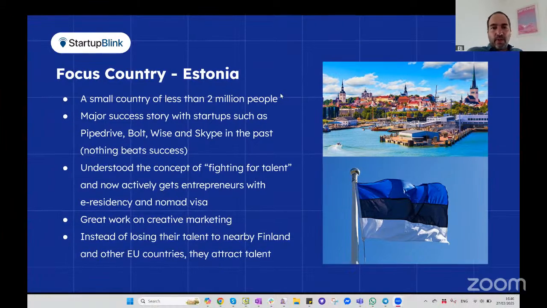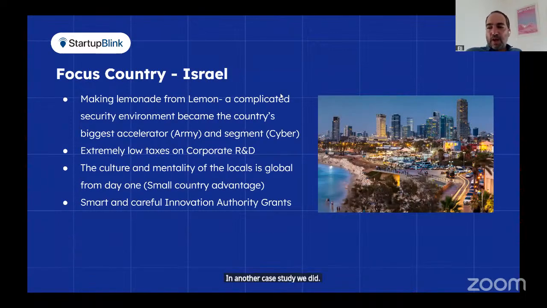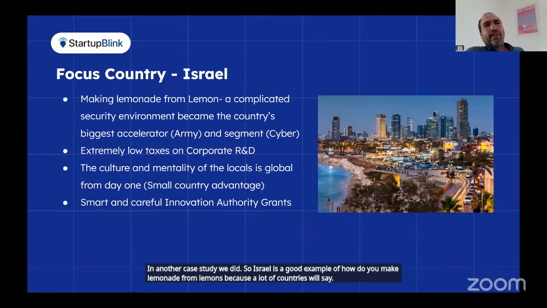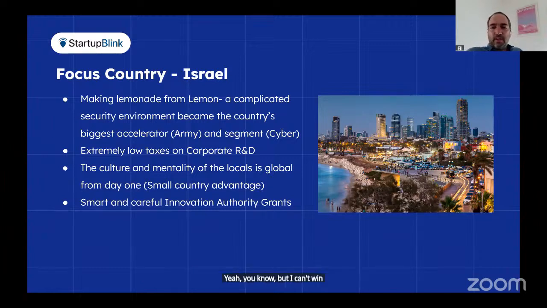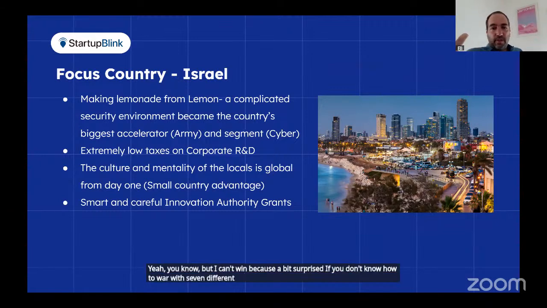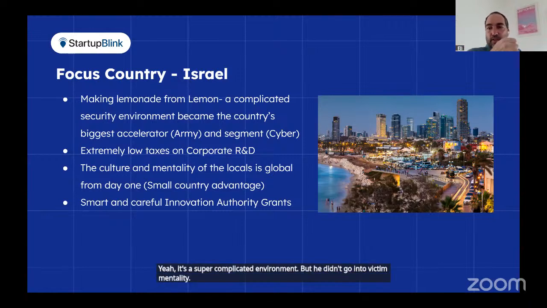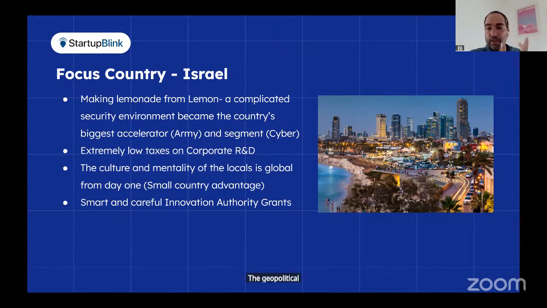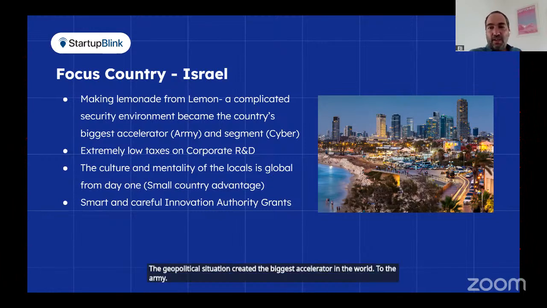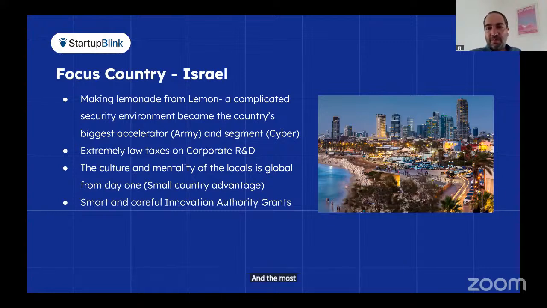Another case study is Israel. Israel is a good example of how you make lemonade from lemons. Because a lot of countries are saying, yeah, but I can't win because of X, Y, Z. Israel now has a war with 7 different countries and entities. It has a super complicated environment, but it didn't go into victim mentality. Its geopolitical situation created the biggest accelerator in the world, which is the army, and the most successful segment in cybersecurity.